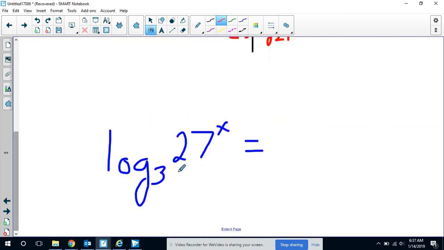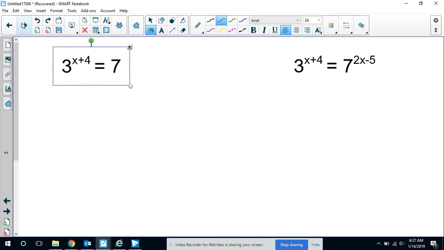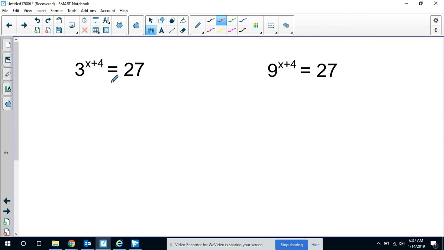So a property of logs is, if I have an exponent on this big number here, I can write it as a multiplier in front of the problem. So I could write this as x times log base 3 of 27. And since I know that log base 3 of 27 is 3, I can rewrite this as 3x. So this makes logs a really nice way to solve problems where we have variables in the exponent. That then leads us into solving some problems.